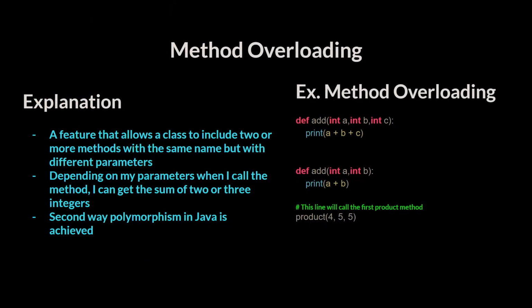The second method of the 3 is method overloading. It is a feature that allows a class to include 2 or more methods with the same name but with different parameters. So on the right, you can see that there are 2 methods called add with different parameters. And if we were to call the function at the end, which is supposed to be add 455, not product 455, that's my bad, it would have to run one of the codes, which would be the first method. Depending on the parameters when I call the method, I can pass 2 or 3 integers. So this is the second way polymorphism in Java is achieved. All right, next slide.